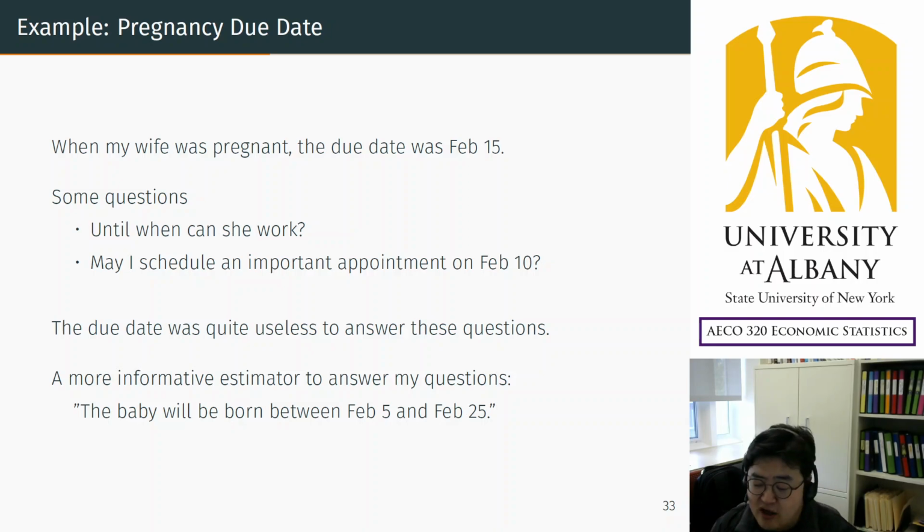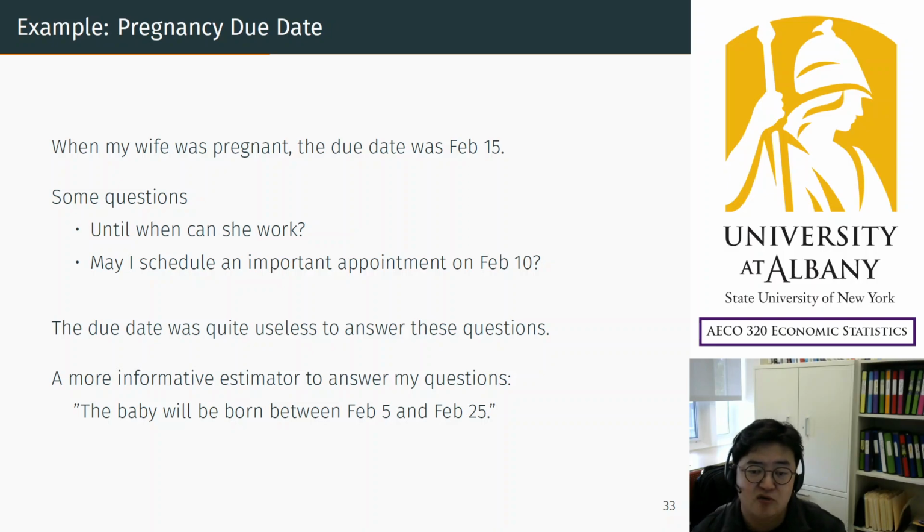And everyone knows that it cannot be correct. It also does not answer some important questions, like until when can she work? And can I have a schedule on February 10th, 5 days before the due date, for example? The due date itself does not answer that question, right? So then, how can we improve the estimation?